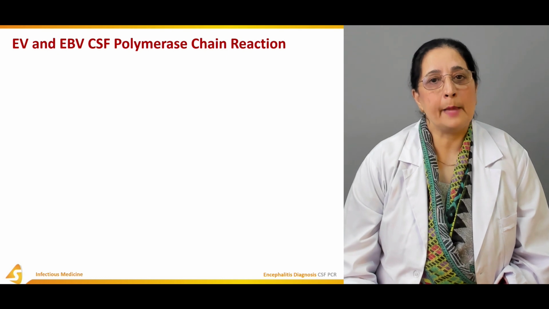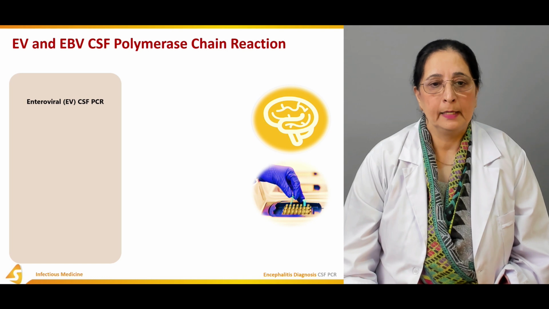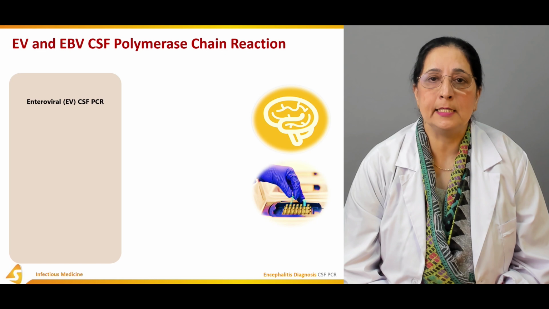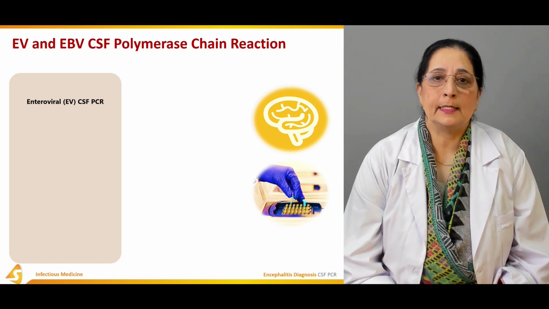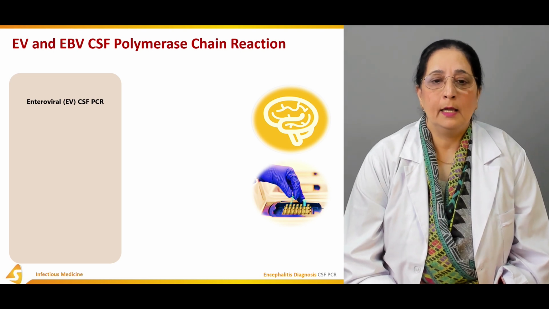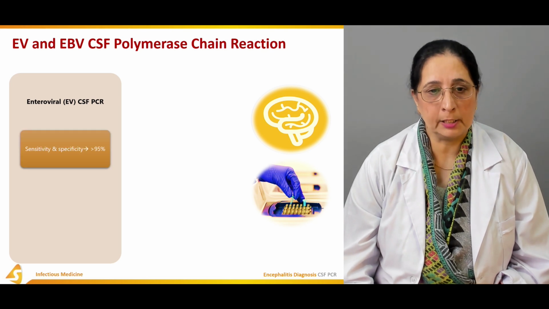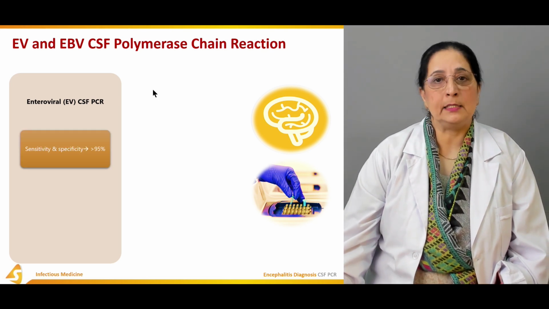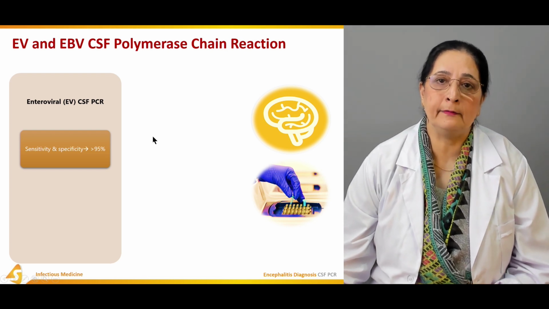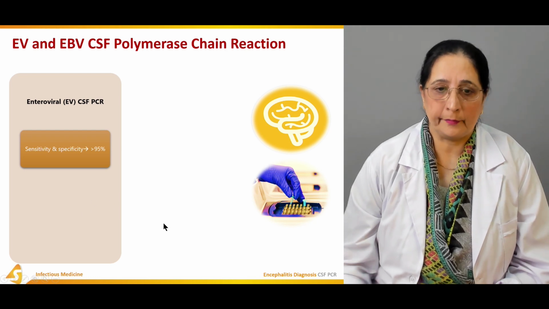Next, EV and Epstein-Barr virus polymerase chain reaction. Enteroviral: EV is enteroviral. Entero is for the intestine. So, enteroviral cerebrospinal fluid polymerase chain reaction. Sensitivity and specificity is more than 95%. So, it's very effective in the diagnosis of enteroviral encephalitis.